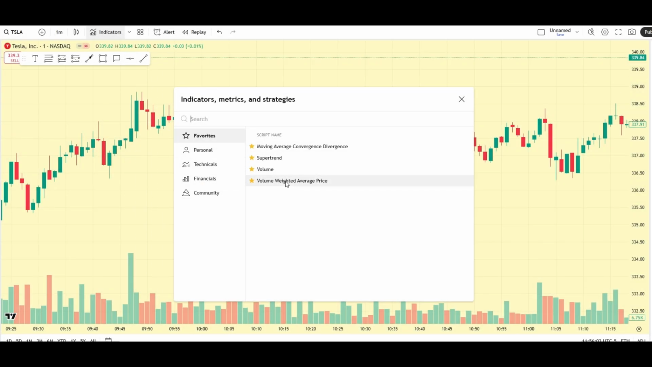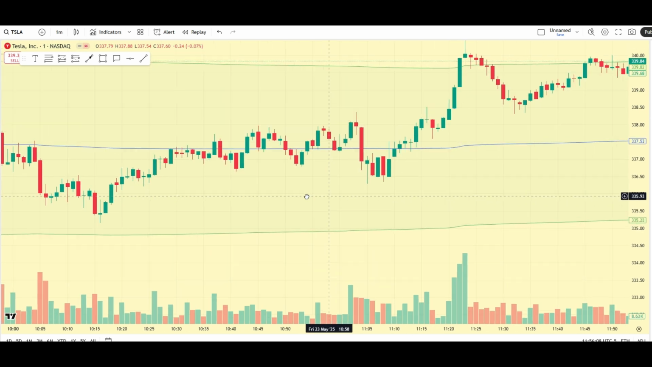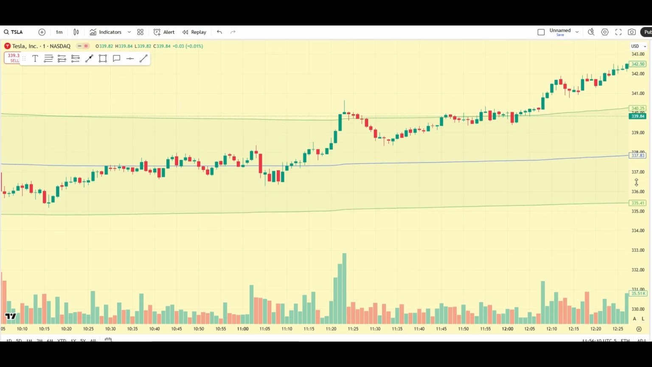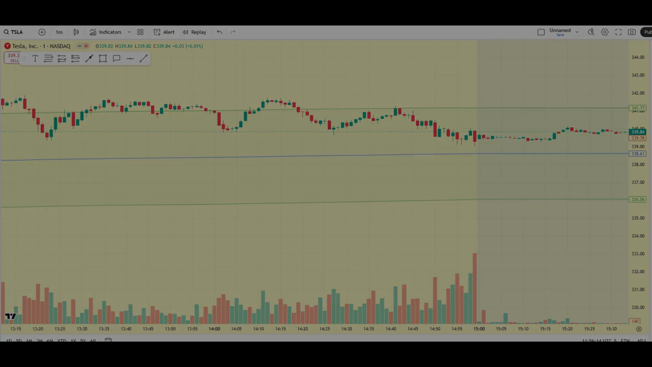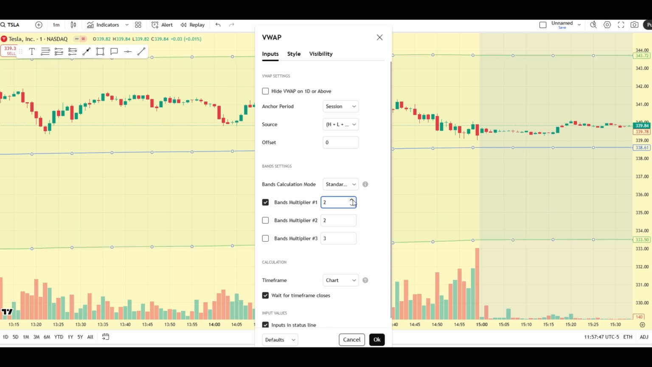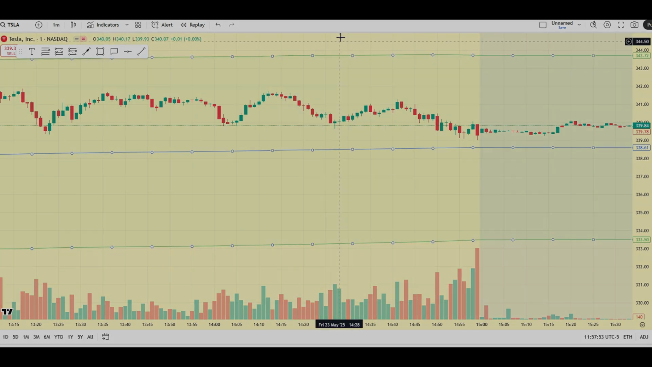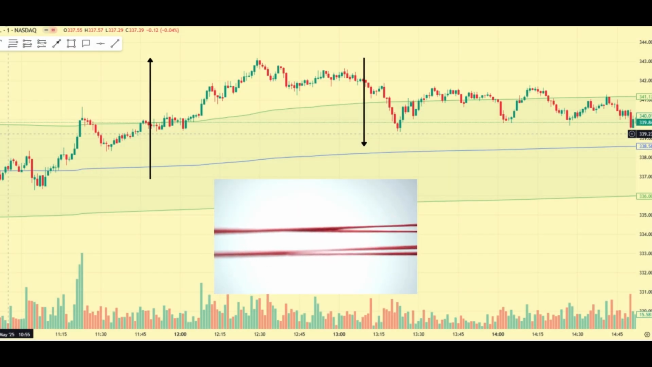Next, VWAP. This stands for Volume Weighted Average Price. It shows the average price people are paying, weighted by volume. Set your VWAP to include upper and lower bands at +1 and +2. You'll often see the price bounce between VWAP and those levels. This is called channel trading. When a stock pushes up to VWAP plus a 4 or 5, it's often overstretched. Think of it like a rubber band. The further it stretches, the more likely it is to snap back.